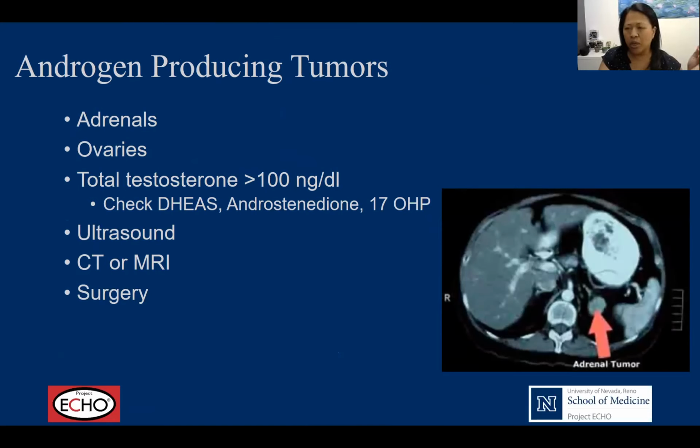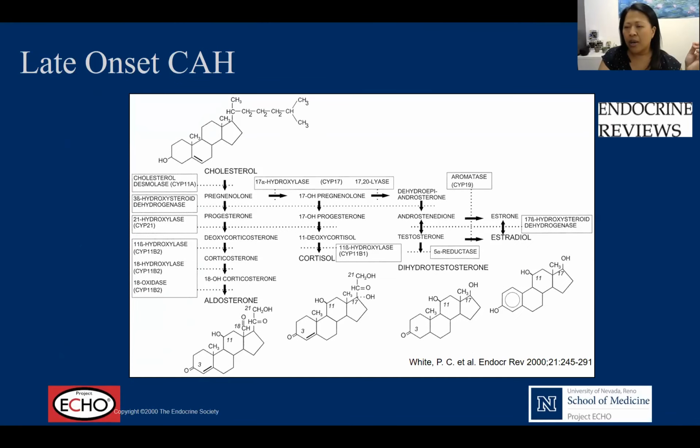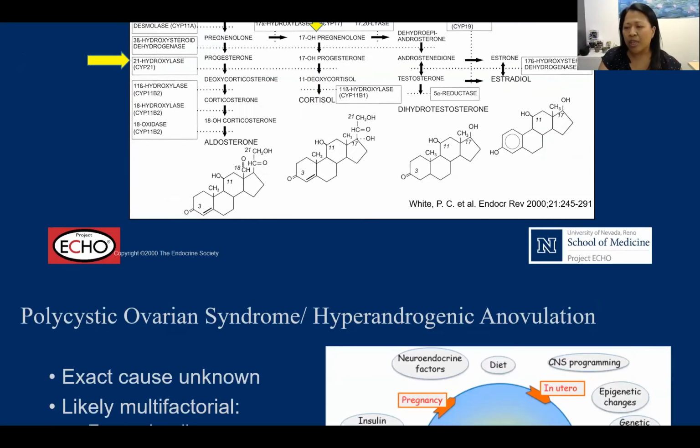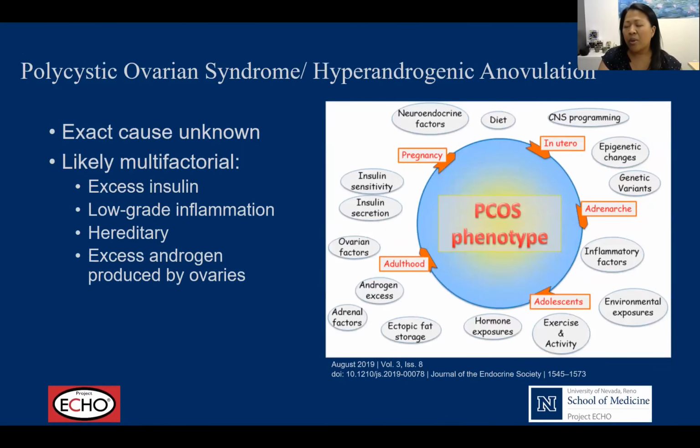Okay, and then you do the workup as appropriate. And I'm watching the time, so we're going to go through these a little bit quicker. When you look at late onset congenital adrenal hyperplasia, it's usually 21-hydroxylase deficiency, although it could also be 17-alpha. And then your lab work will actually help you suss that out. But PCOS is probably the most common thing that I'm seeing.